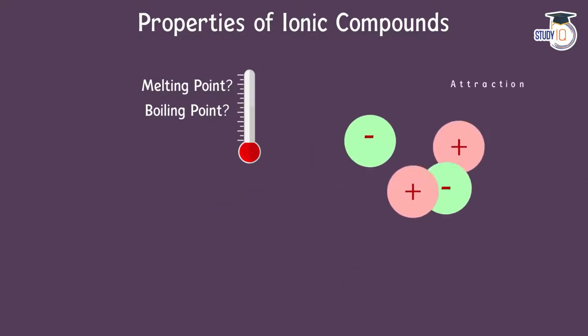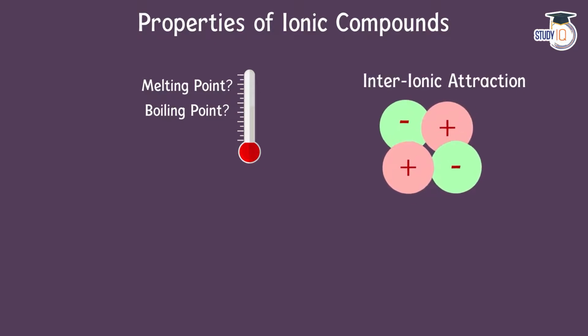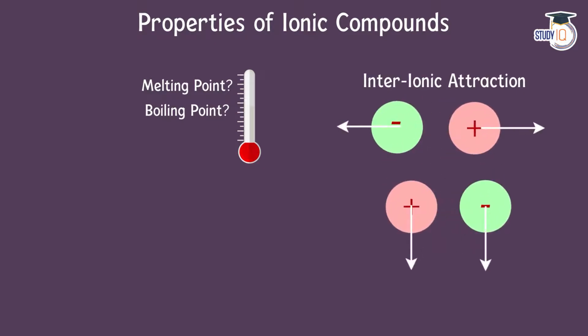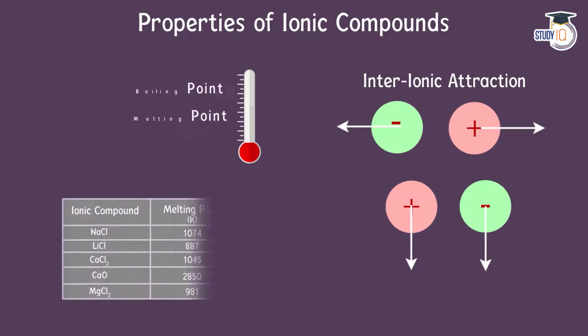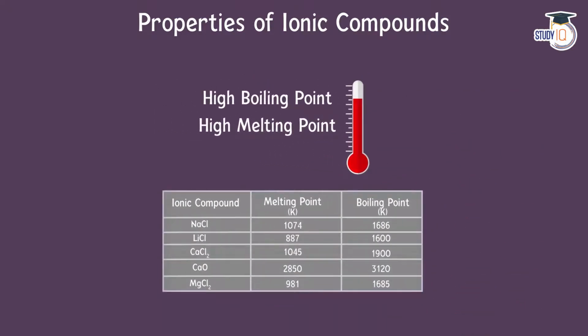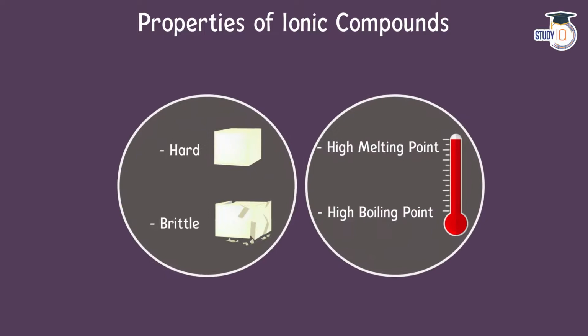As they have a very strong inter-ionic attraction, a lot of energy is required to break the bond. Hence, they have very high melting and boiling points. These are two of the properties of ionic compounds. They are hard and brittle, and they have very high melting and boiling points.